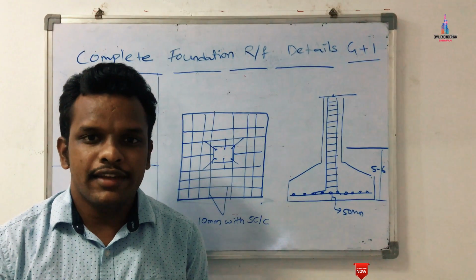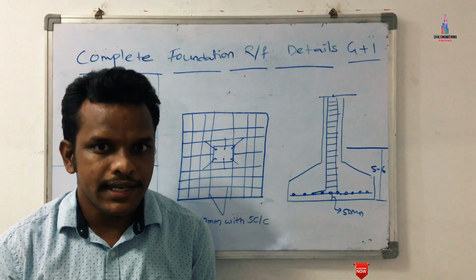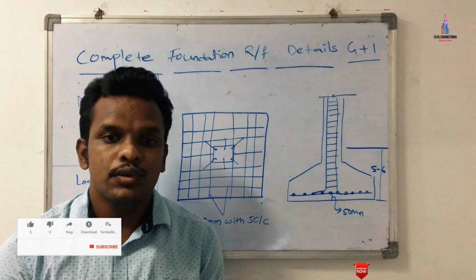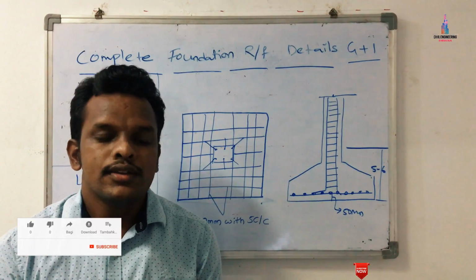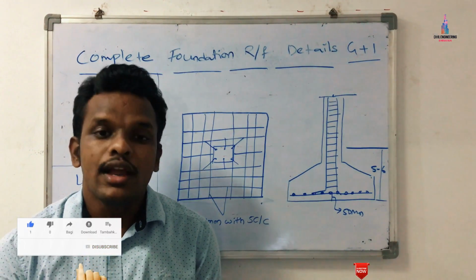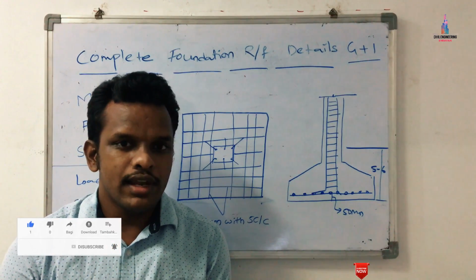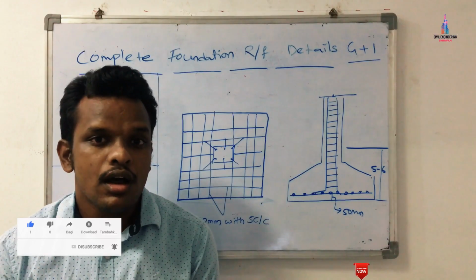In this video lecture, I will explain complete details about the G+1 foundation design reinforcement details, which is related to a 20 feet height building. For this G+1 building, which is 20 feet in height, I will consider the trapezoidal foundation section.